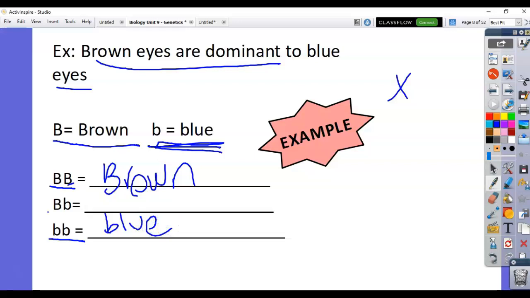Now, what if I have one capital and one lowercase? Which one's going to win? Remember, it said brown eyes, capital B is dominant. So the capital letter is always dominant. The capital always wins. So if the capital letter always wins, these are going to be brown eyes. Okay? So this is how that works.